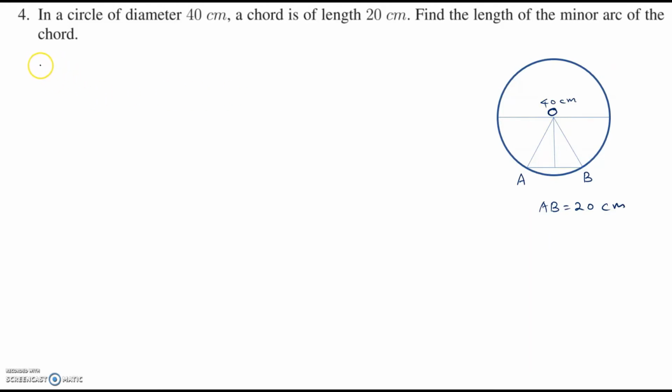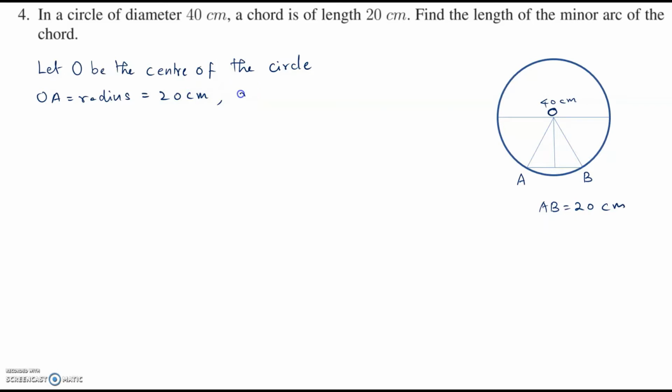Let O be the center of the circle. OA will be equal to the radius, and the diameter is 40, so the radius is 20 centimeters, and that is also equal to OB. OB will also be equal to 20 centimeters, and we know that AB is equal to 20 centimeters. So we can say that let AB be the chord.